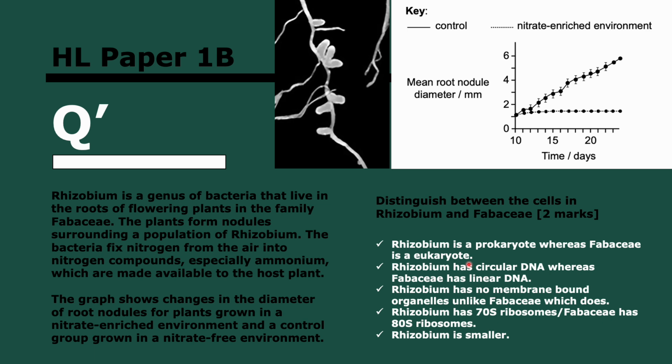So prokaryotes have circular DNA, eukaryotes have linear DNA, right? Prokaryotes do not have organelles, eukaryotes do. Prokaryotes have 70S ribosomes, eukaryotes have 80S, right? And prokaryotes are smaller and unicellular, whereas eukaryotes, in this case, a plant, is multicellular.